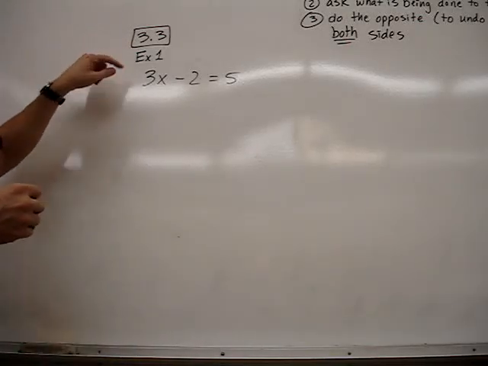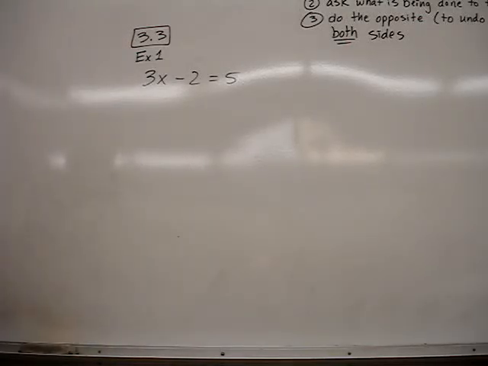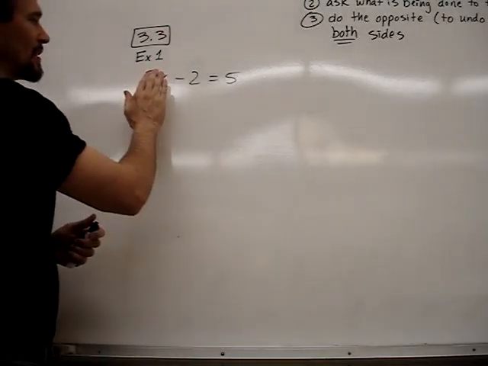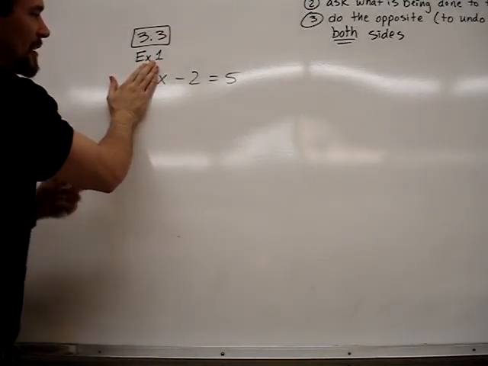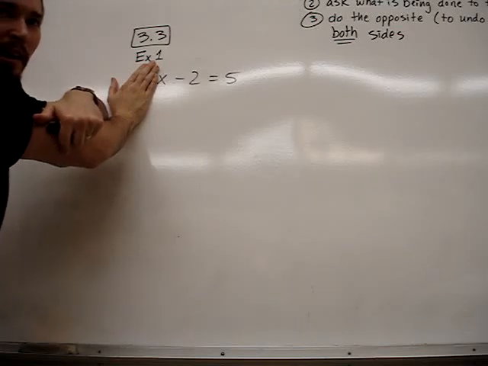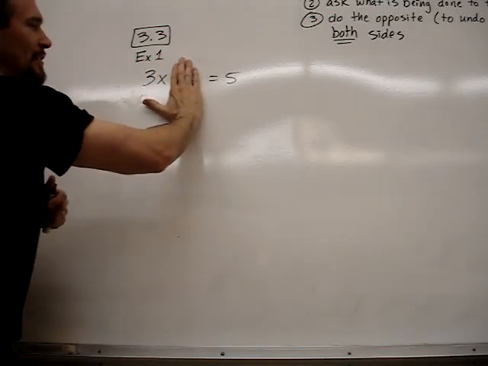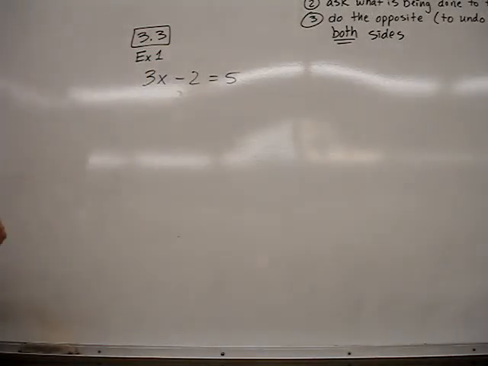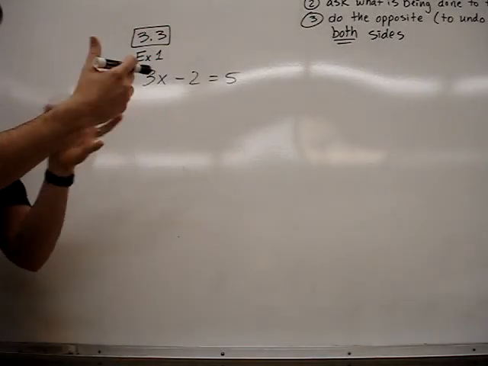This is 3.3, example 1. 3.3 is kind of like combining 3.1 and 3.2. So if you look at it like this, if I hid this, it would look just like a 3.1 type problem. If I hid this, it would look just like a 3.2 type problem. So basically in 3.3, they're taking the two and putting them together.